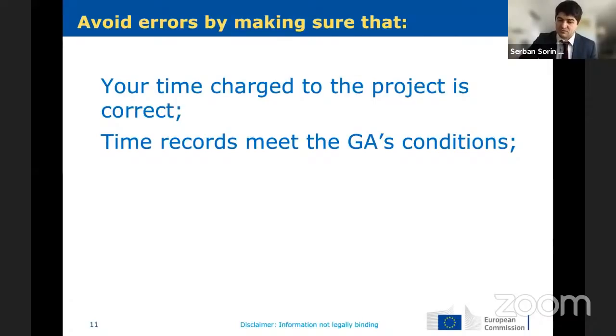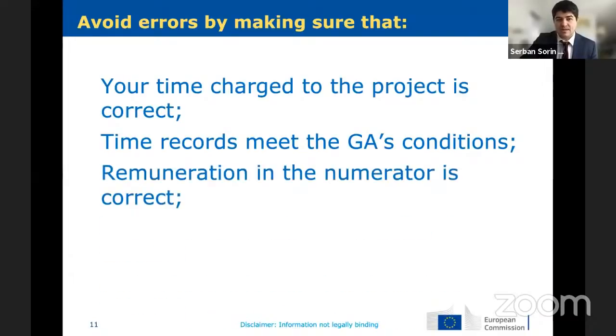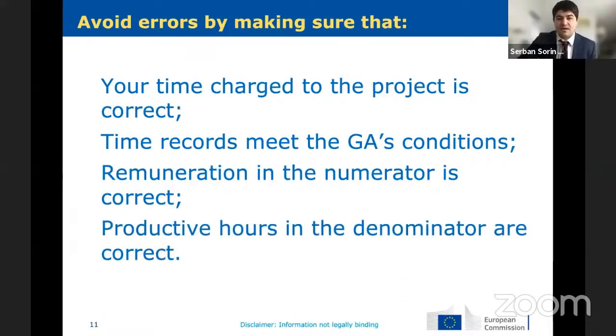If they don't, then things get a bit complicated from an auditing point of view, because we have to eventually assess the reliability of the time recording system. So this is an important element as well. And the remuneration in the numerator of the upper part is correct, meaning it is calculated from basic salary, social security contributions, and so on. And obviously the productive hours in the denominator are correct. Preference to use option 1, which is the easiest option to use.